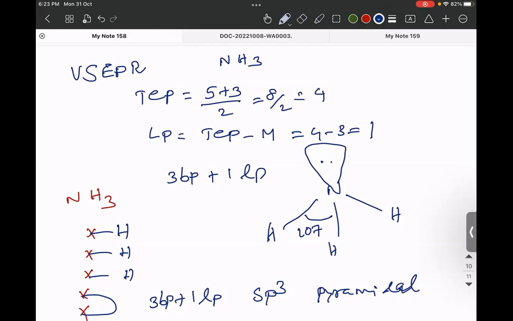Clear, no? You try for H2O. Now you have to answer that: what is the hybridization of oxygen? You try for CH4, methane. Not CH4, BF3. Boron, BF3. You try for PCl5. You try for SF6. Then you try for SO2.